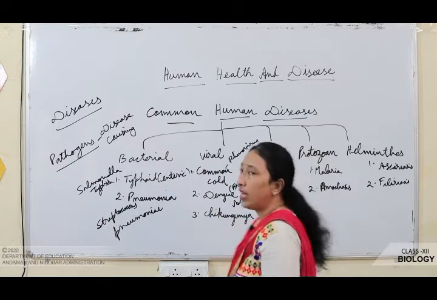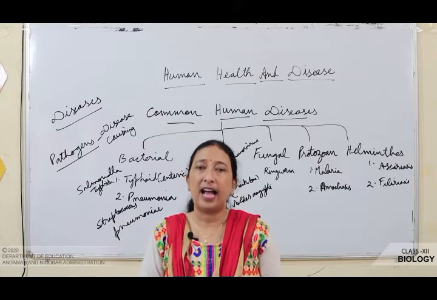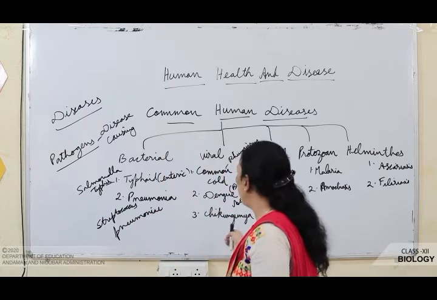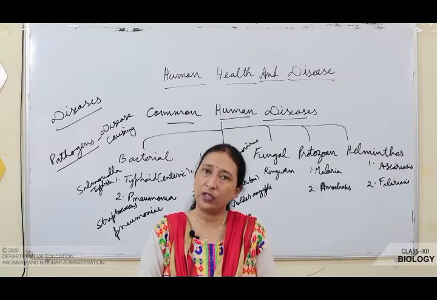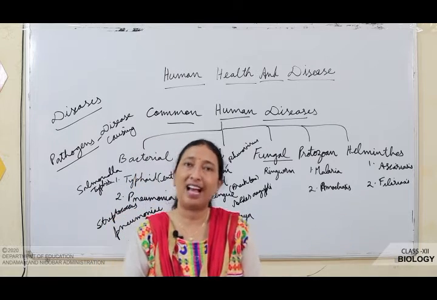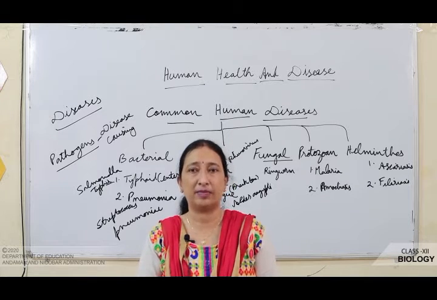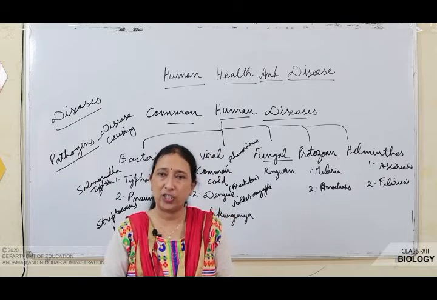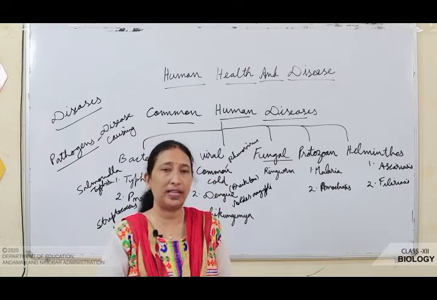Then chikungunya. Chikungunya is again a viral disease. It is also caused by a virus, and the site of infection for chikungunya is also the blood. The mode of transmission is by the mosquito Aedes aegypti. Chikungunya is caused by the alpha virus, also known as toga virus. The site of infection is the nervous system, and the vector again is the mosquito Aedes aegypti. The symptoms are almost the same: fever and joint pain, headache, joint swelling.